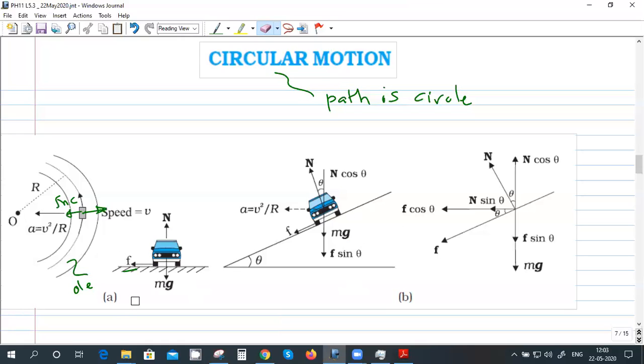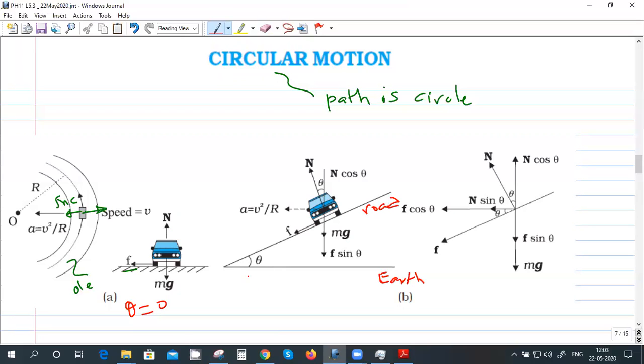Here, what is the value of theta in A? This is a level road. Here theta is 0. Okay, so this is the earth surface, and this is the road. So the road is at an angle. That's why mg is vertically downwards. Normal reaction is perpendicular to the road. And acceleration is always towards the center. The circle will be like this. This acceleration is towards the center.